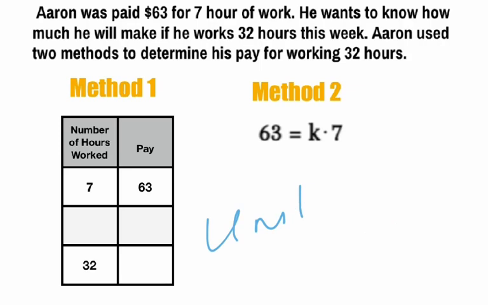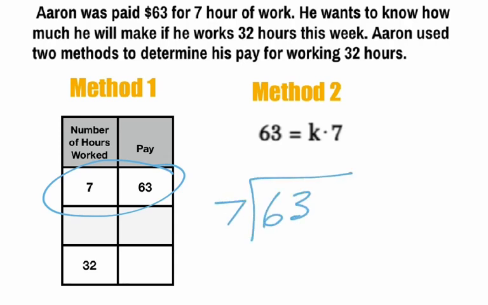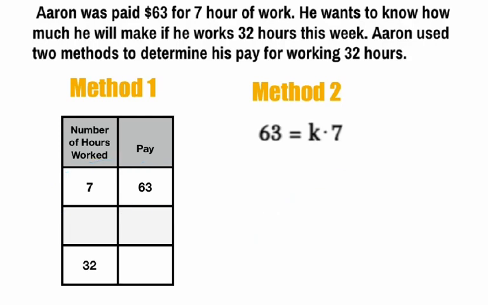All right, so how do we do that? Well, we take the information we're given, this 7 and 63. If you divide 63 divided by 7, some of you can do that mentally, you will get 9. 63 divided by 7 is 9. So for 1 hour of work, Aaron makes $9. That doesn't solve our full question here, but that does move us along the way.